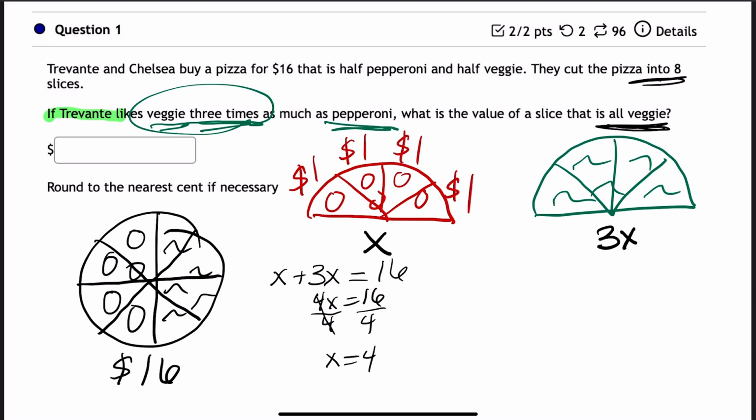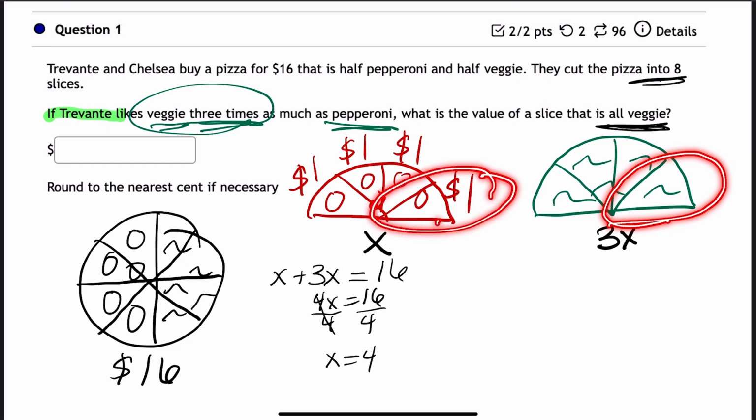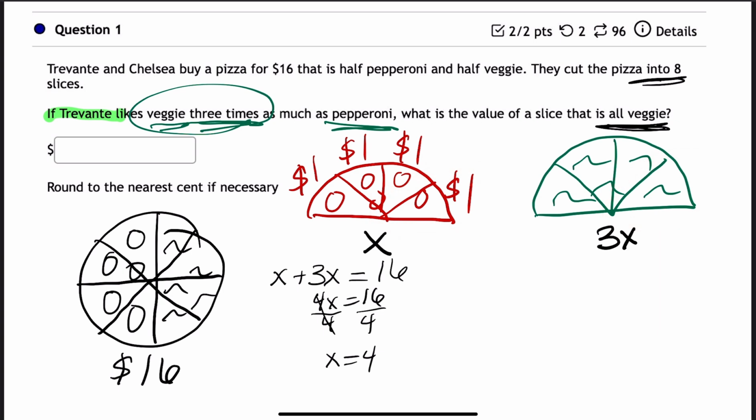However, we're not looking for the value of the pepperoni. We're looking for the value of the veggie pizza. So we want to know how much each one of these slices is worth to Trevante. So if one slice of pepperoni is worth $1 and we know that he values it 3 times as much, that means one slice of veggie is going to be 3 times the value of one slice of pepperoni. 3 times 1 is 3. So each one is $3.